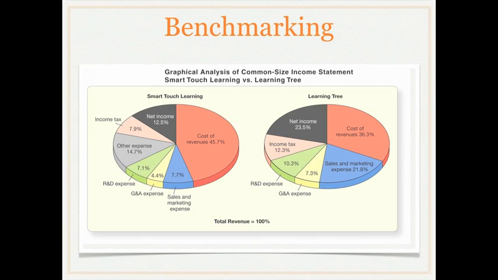If you take one item, for example, the cost of revenues. This is either cost of services or cost of goods sold, depending on what we're selling here. And as you can see, Smart Touch, their cost of creating their revenues is much higher than the cost of creating revenues for Learning Tree. It's very easy to analyze the data with these graphical representations.